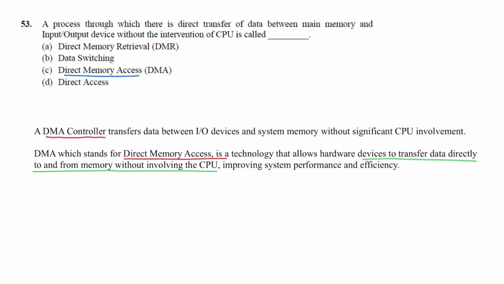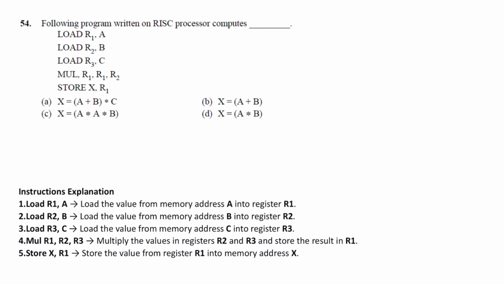Question number 54. The following program is written on a RISC, reduced instruction set, processor: load R1, A; load R2, B; load R3, C; multiply R1, R1, R2. Be careful, it is not R1 R2 R3, it is R1 R1 R2. Next, store X, R1.